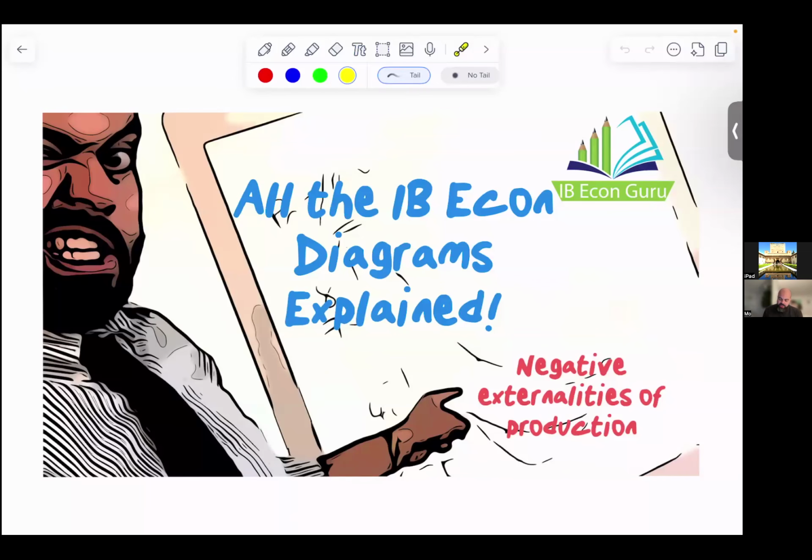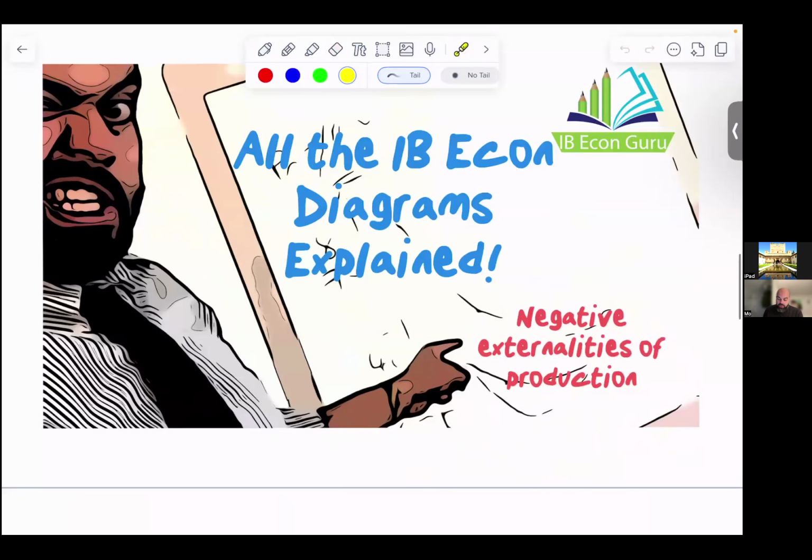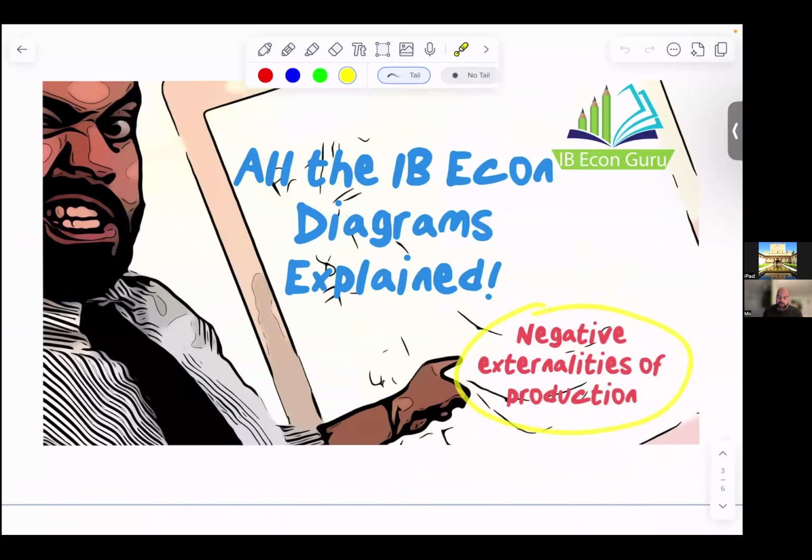Hello, everybody. So it's time for the first diagram from Unit 2.8, which is the market failure due to externalities unit. And in this video, I'm going to talk about negative externalities of production. Negative externalities of production happen when the production of a good or service generates an external cost that society has to bear. So it's the act of producing the good or service that generates this external cost.